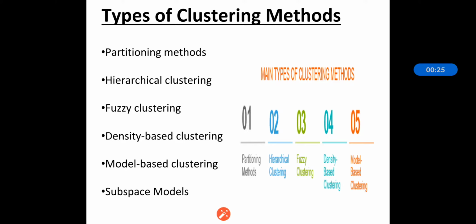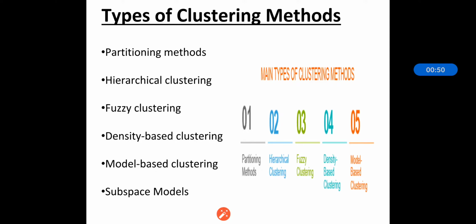So the first one is the partitioning method. It is generally called the k-means centroid model. The k-means algorithm represents each cluster by a single mean vector. We will use k-means over here, and this will represent the cluster by a single mean vector.